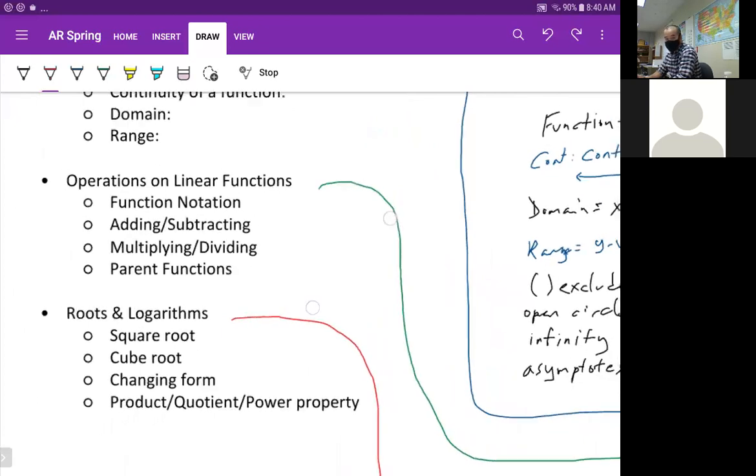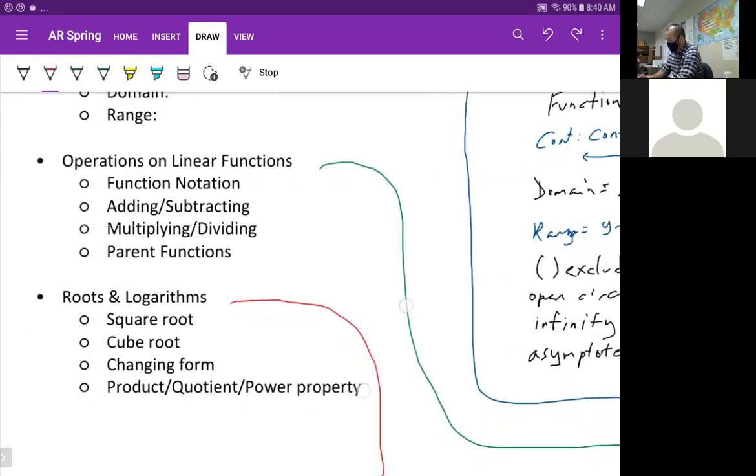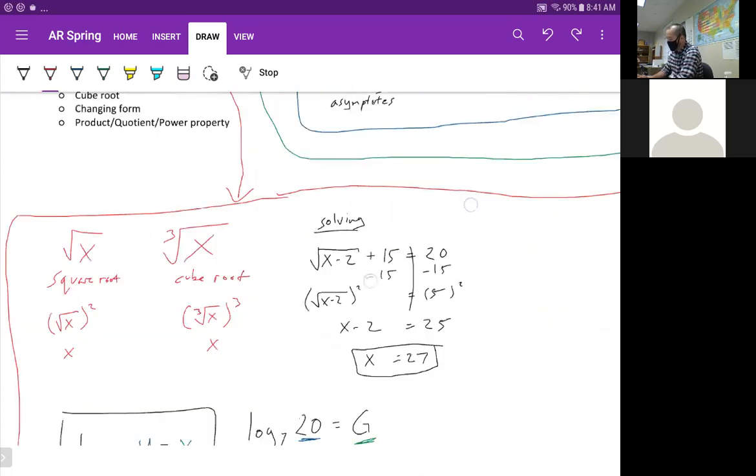Roots and logarithms, opposite of square root is squaring. And then if you need to, oh yeah, domain and range. So the domain of a square root, I'll talk about that in a sec. Domain of a square root is from the point where it exists all the way to the end. And then cube root is all real numbers. Changing form, use the formula. Product, quotient, power property are also formulas.